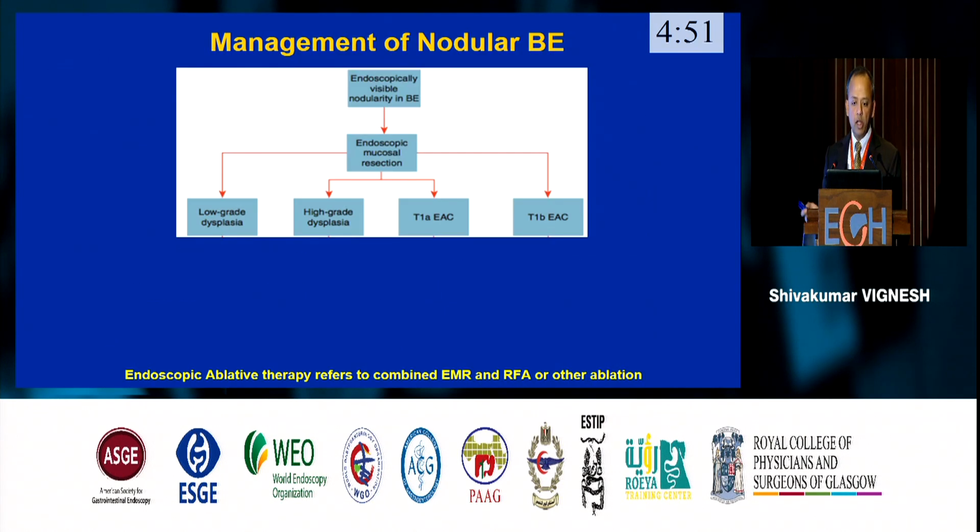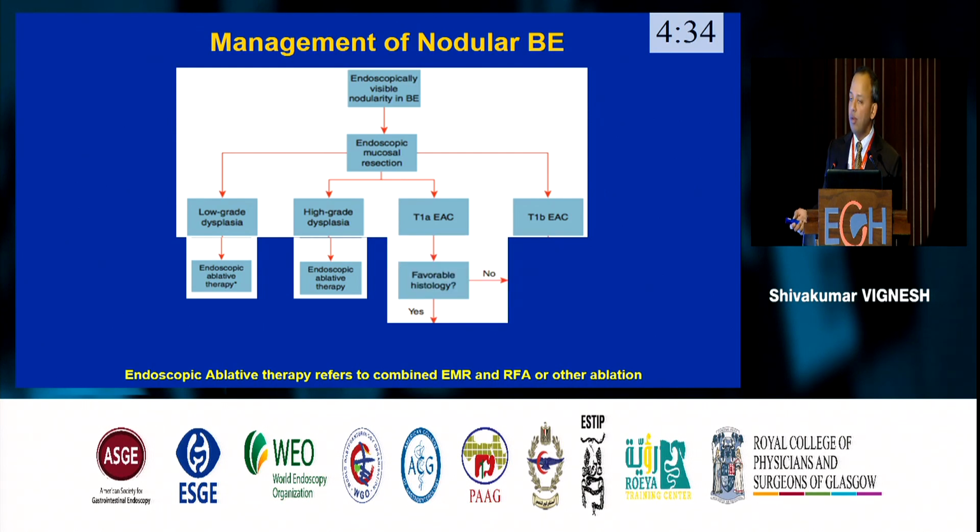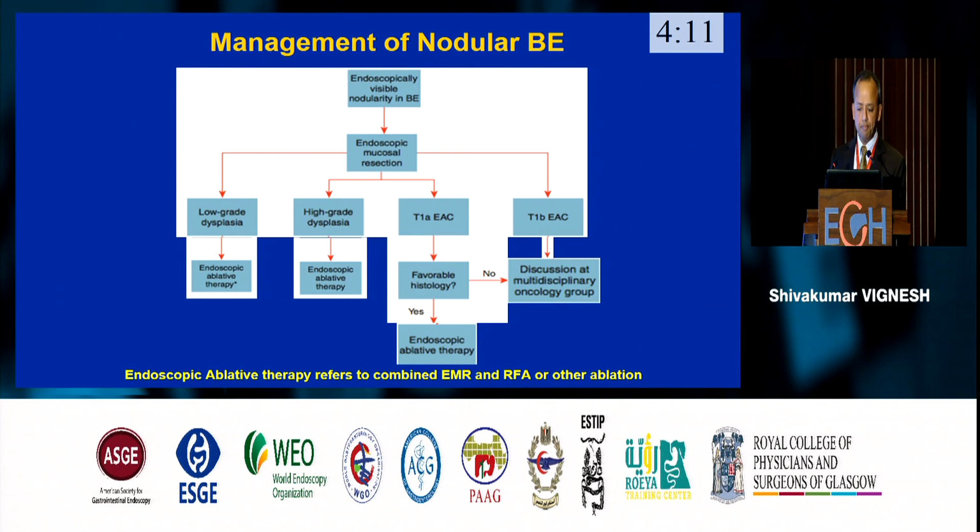It is out. So to recap, if you find nodular Barrett's, you directly proceed to endoscopic mucosal resection. Then if your pathology shows low-grade dysplasia or high-grade dysplasia, you proceed with endoscopic ablation. We will talk about that in a minute. If you have T1A intramucosal cancer and favorable histology, which is absence of lymphovascular invasion and nodal metastases, then you proceed with endoscopic ablative therapy. If you do not have favorable features or you have submucosal invasion, then have a multidisciplinary tumor board discussion and proceed accordingly.